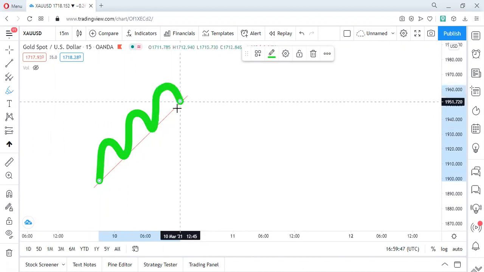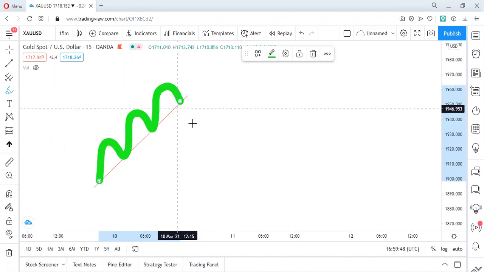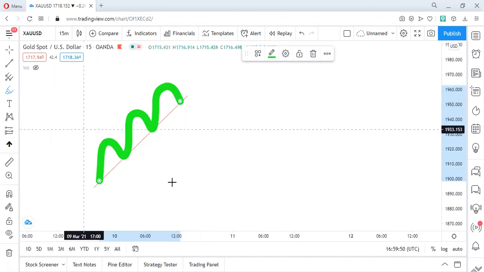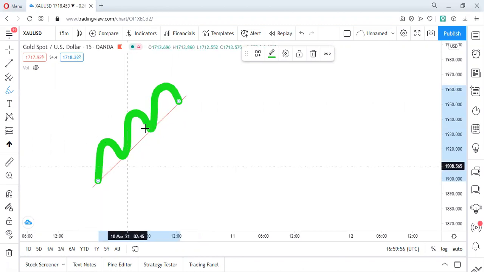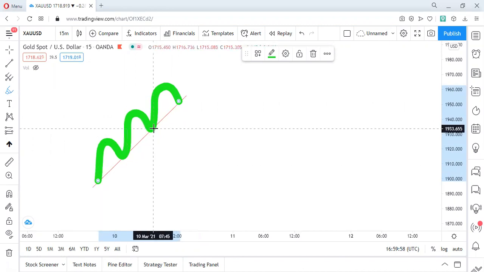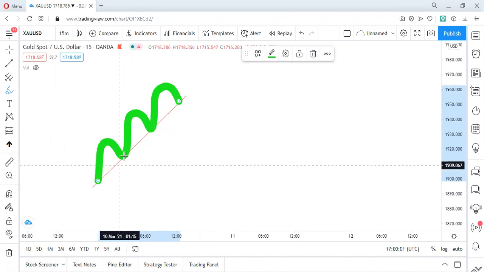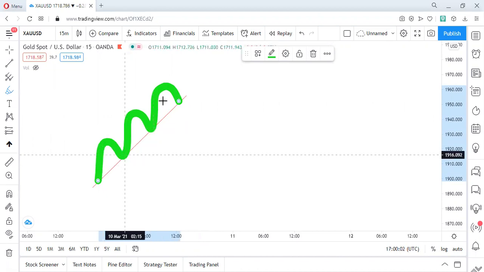So basically, this trend here is trending upward. So you want to focus on buying, not selling, because you don't want to go against the traffic. So we want to focus on buying on this market. I'll show you in a minute where we buy.